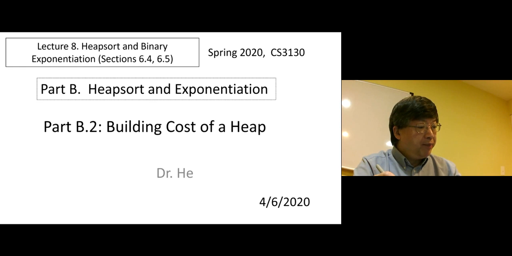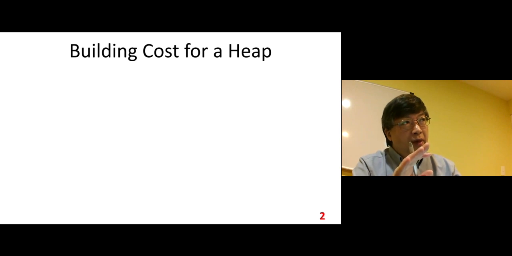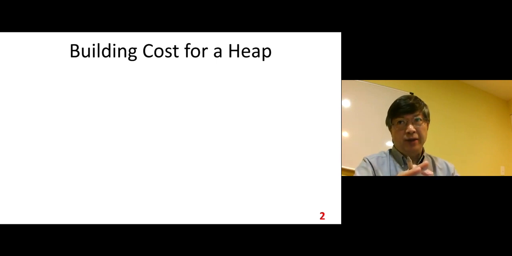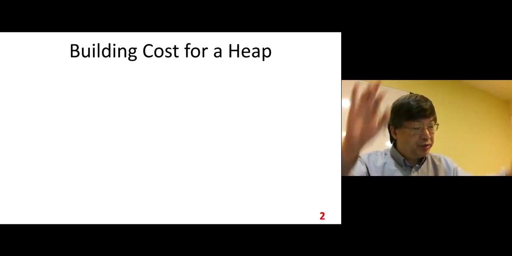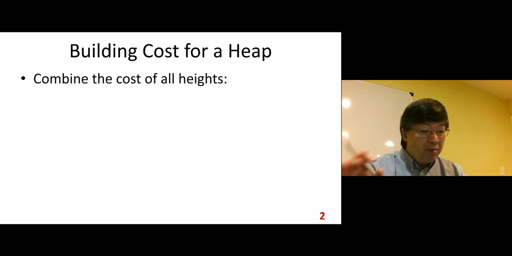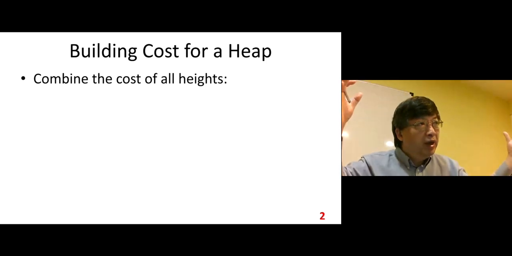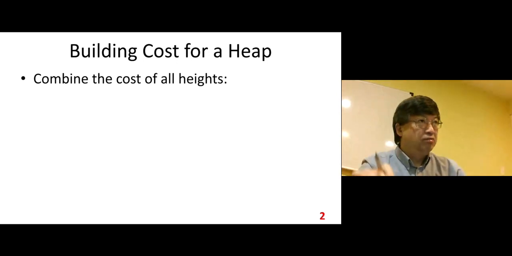Building cost of a heap. All right, so from last part, we estimated the upper bound of the total cost to do the max heapify for any given level, level H. So let's continue from there. We want to combine the cost of all heights, because when you build a complete heap, you need to look at nodes from all heights.